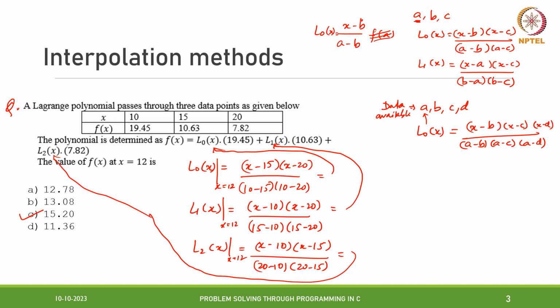So we are just going on increasing this, right? Here it was a and b, here it was a, b and c, here it was a, b, c and d. This is how you will keep writing. So there will be L1 of x, L2 of x, L3 of x. The last one will be (x - a)(x - b)(x - c) / ((d - a)(d - b)(d - c)).